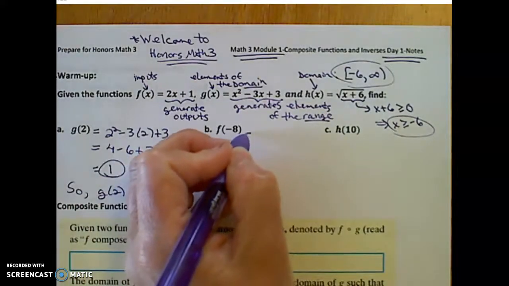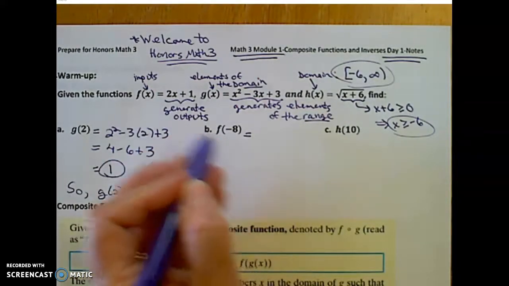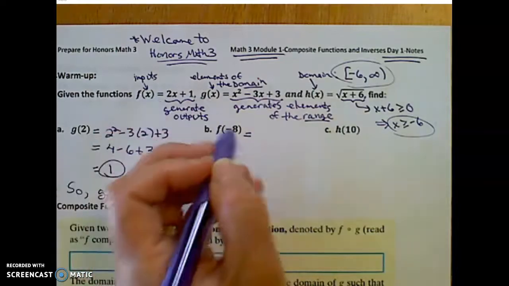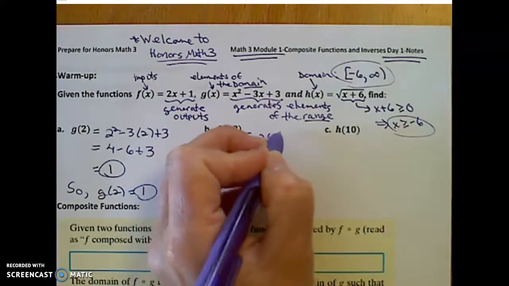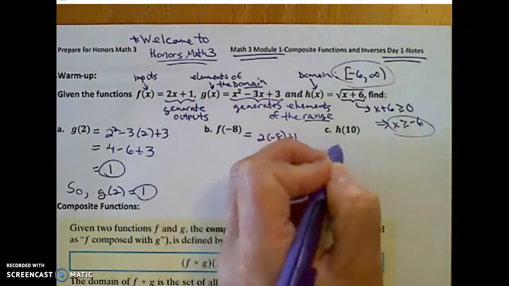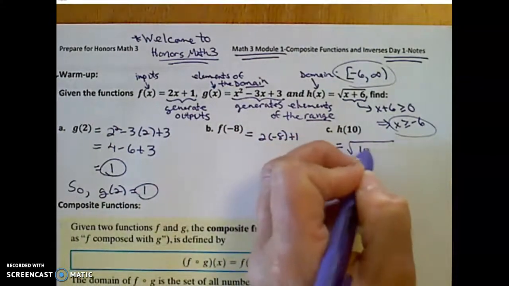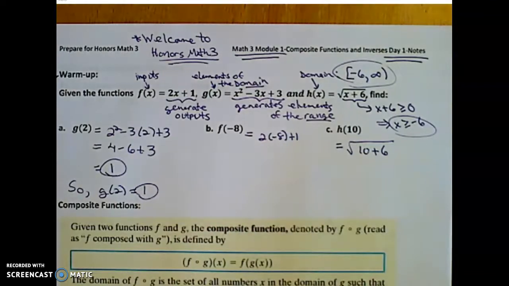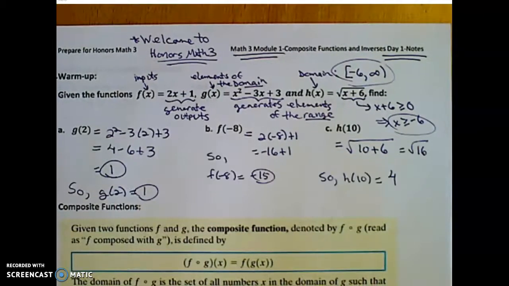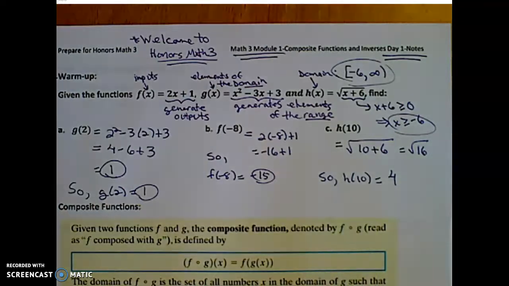Let's take a second and evaluate f of negative 8. Now I go into that function f of x: 2 times negative 8 plus 1. Can you pause and evaluate h of 10? Input 10, and I get 10 plus 6. Pause and evaluate those two functions. Evaluate, and I get f of negative 8 is negative 15. Evaluate, and I get h of 10 is equal to 4.